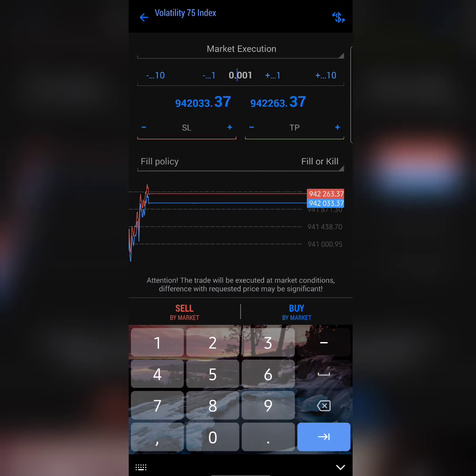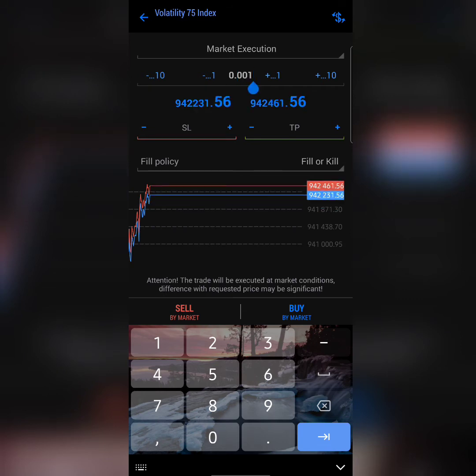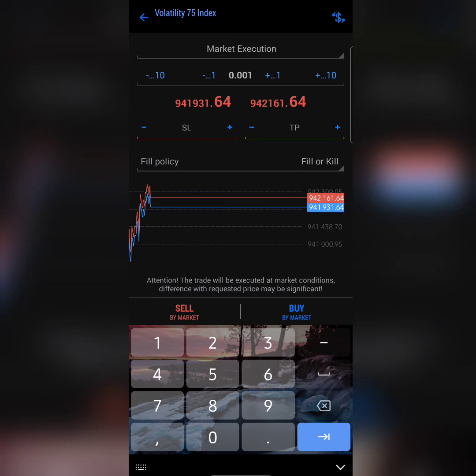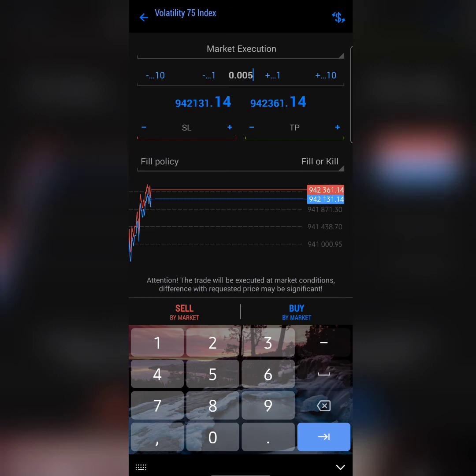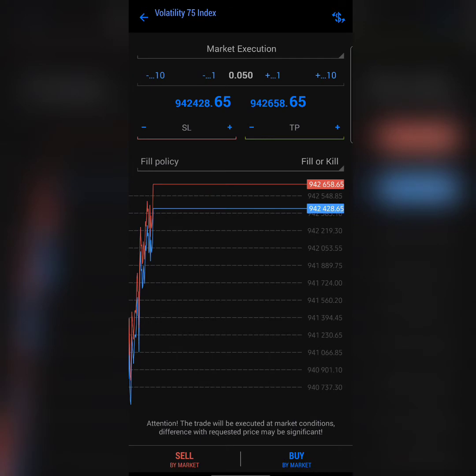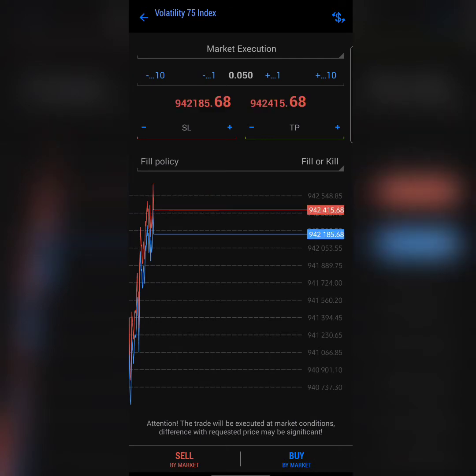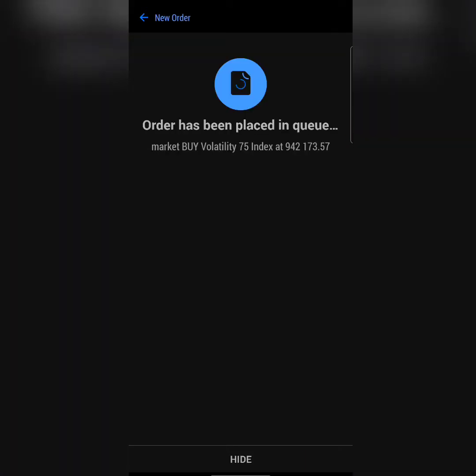Other than that, I've done this before, you can also reduce this to probably 0.01 if you want. I like putting it here, 0.50. Yeah, cool, I like it in at this. And since I already know the market is still on the buyer scale, I can probably go in for a buy again.